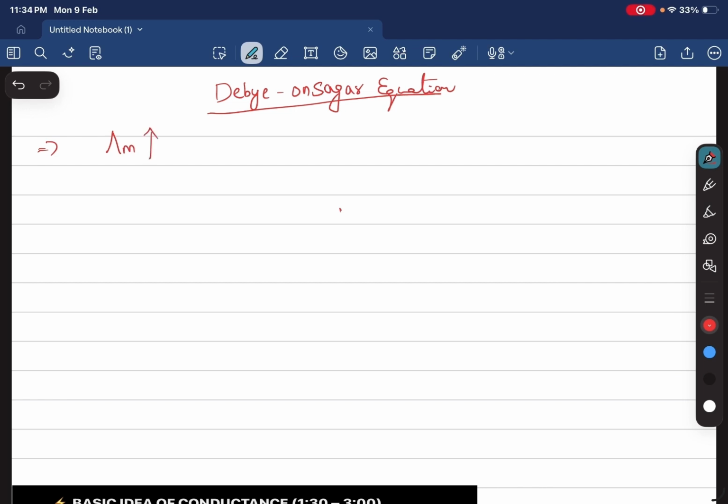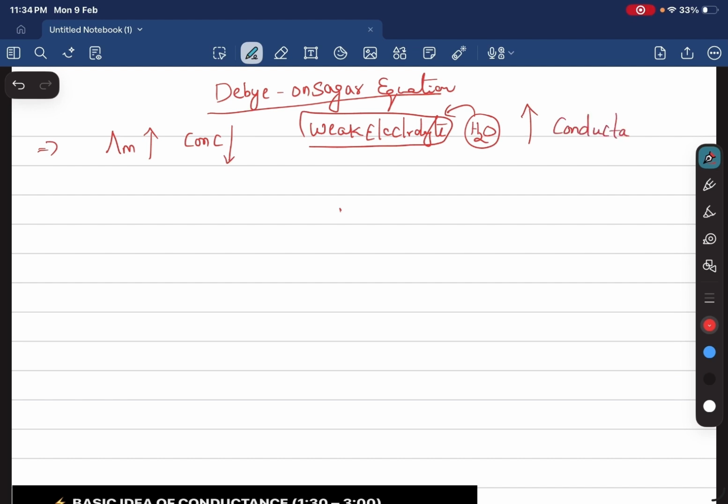Lambda m increases by decreasing concentration. How it happens even for strong electrolytes, we will discuss. If you see the weak electrolyte, concentration can decrease by addition of water. When we add more water to a weak electrolyte, the dissociation is going to rise, so the number of ions increases and conductance increases. That's how we can link the conductance and molar conductivity for the weak electrolyte.